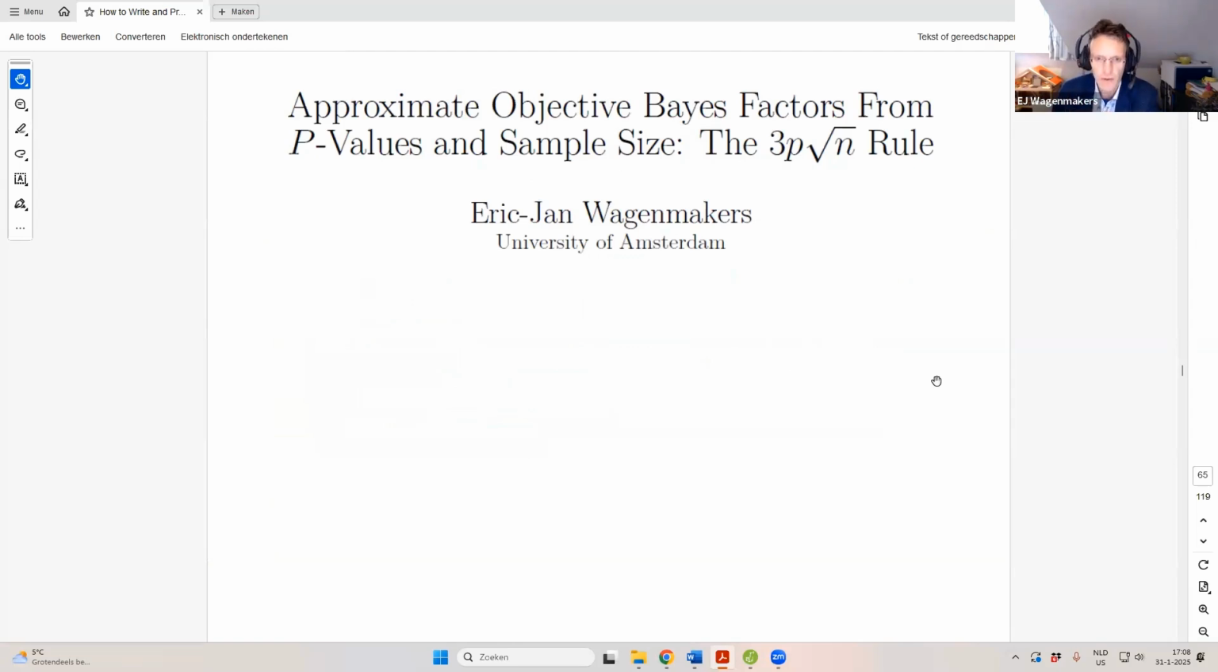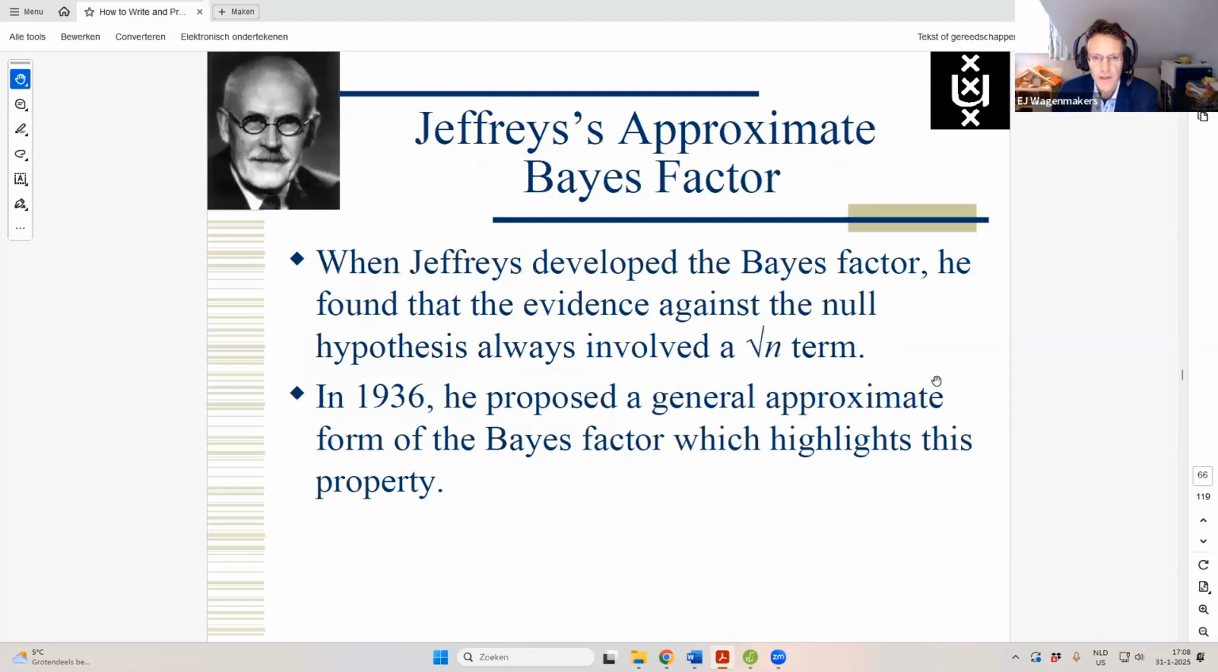Okay, so Harold Jeffreys developed the Bayes factor. He was the first one to propose it. And what he found, somewhat to his own surprise, is that when you quantify the evidence against the null hypothesis or in favor of the null hypothesis, you suddenly get this square root n term that pops up. And in 1936 already, he proposed an approximation of that Bayes factor that highlights that particular property.